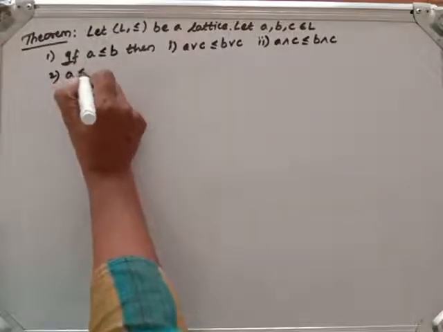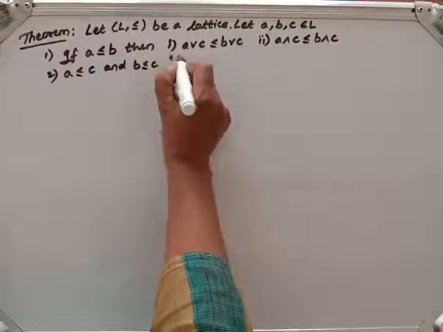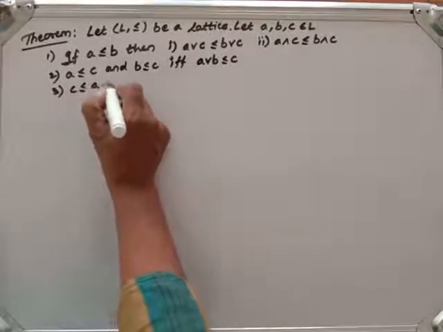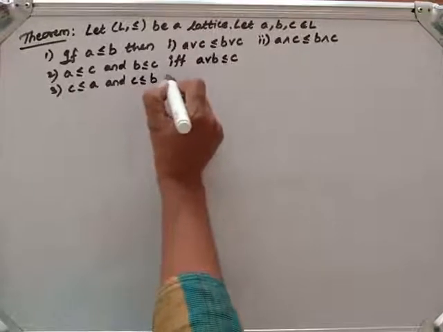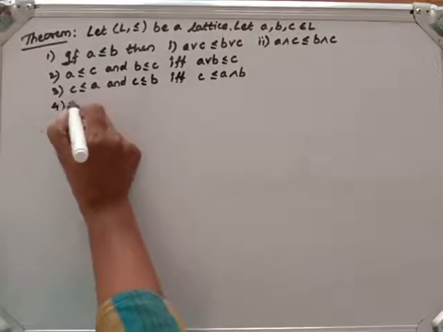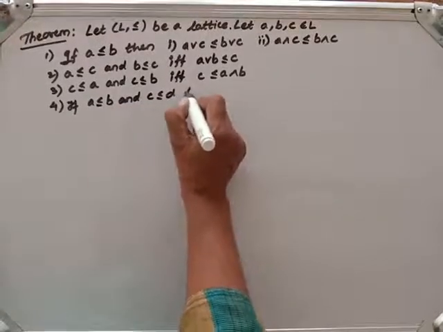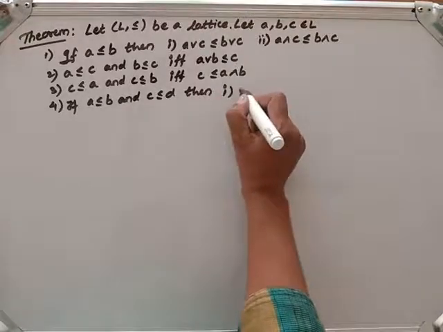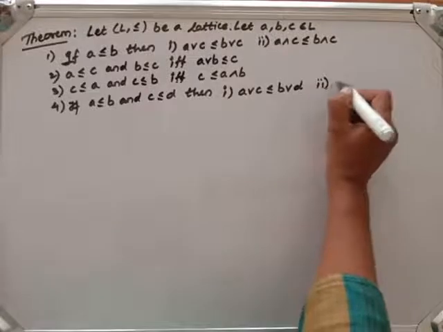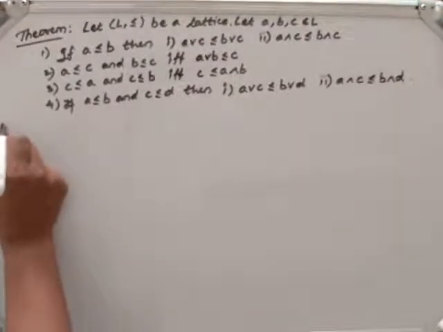Then second thing, A related to C and B related to C if and only if A join B related to C. Third thing, C related to A and C related to B if and only if C related to A meet B. Then fourth one, if A related to B and C related to D, then first, A join C related to B join D, and the second is that A meet C related to B meet D. So let us prove them one by one.